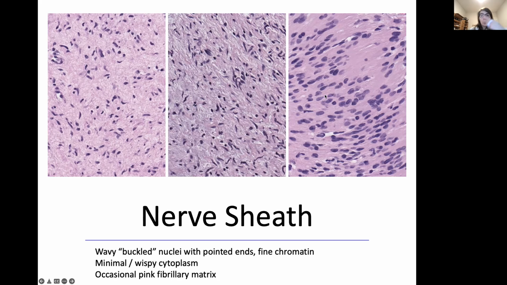And it has these cells that organize adjacent to or around the matrix, which we may know as a Verocay body in a schwannoma. Okay, so not all nerve sheath tumors are made alike, but there are features, as you'll learn, that can differentiate them. But keep in mind those wavy or buckled nuclei and that matrix that may help you.